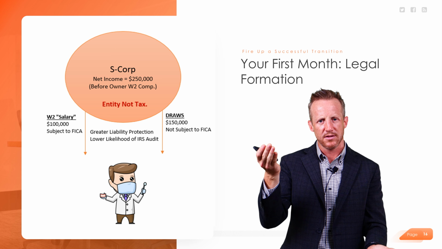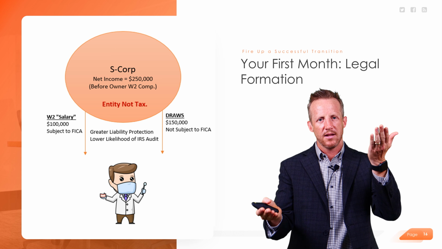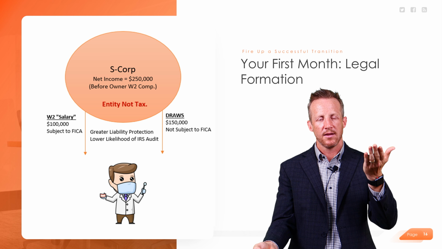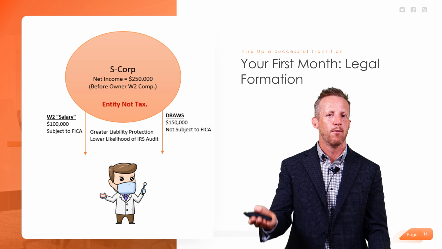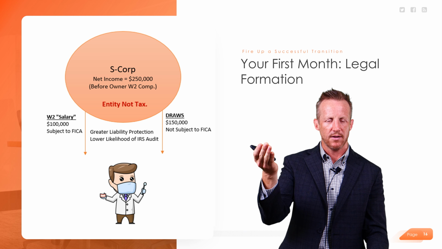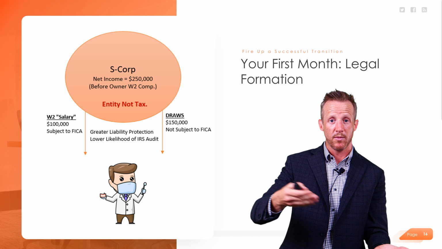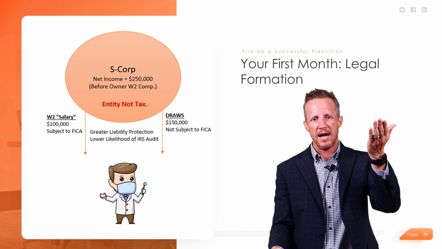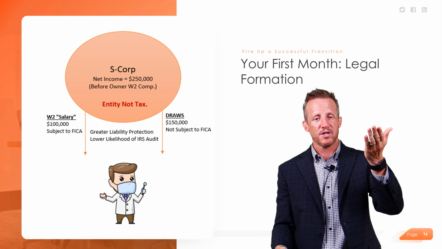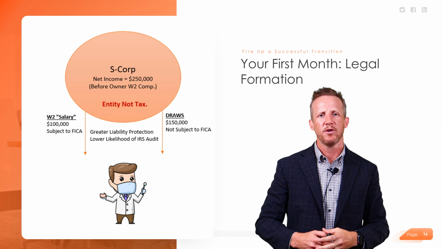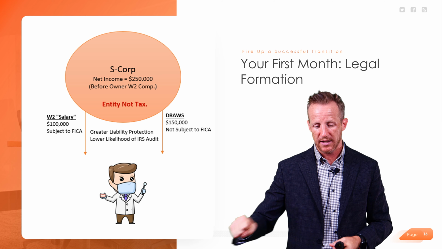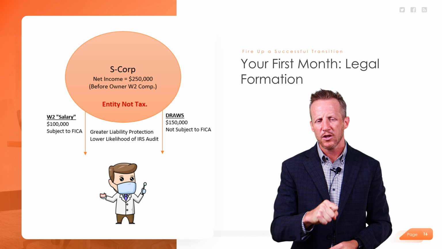And those are teeter-totters. The more W-2 you have, the less you're able to take home as a draw. And the less W-2 you have, the more you can take home as a draw. Because the less W-2 you have, the more money you have in your checking account to make as a distribution. And the higher the W-2 you have, the less you have in your corporate checking account to make as a distribution.